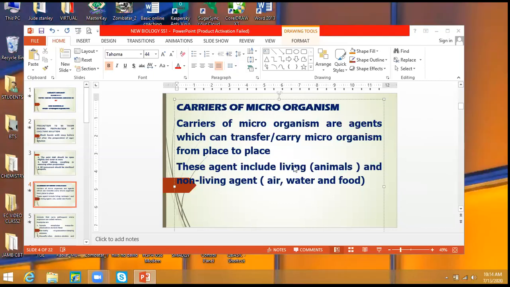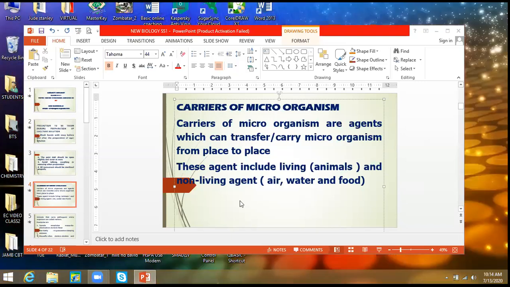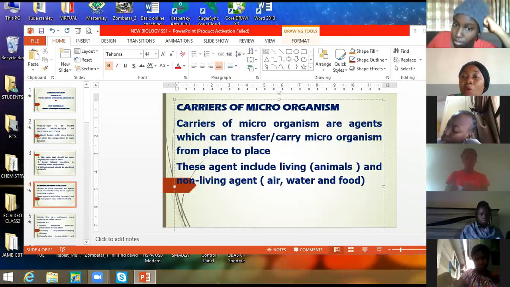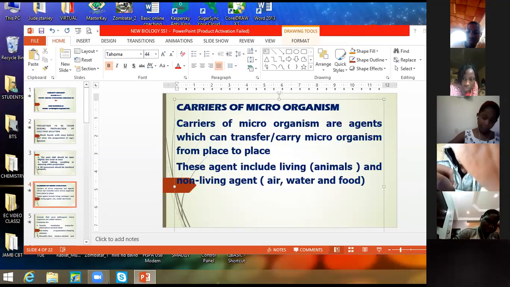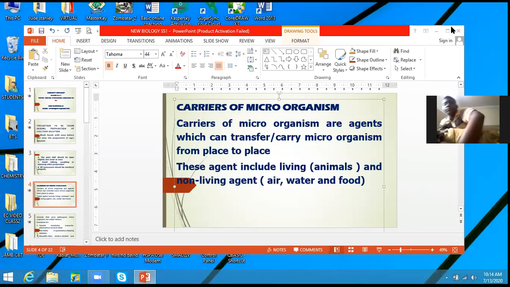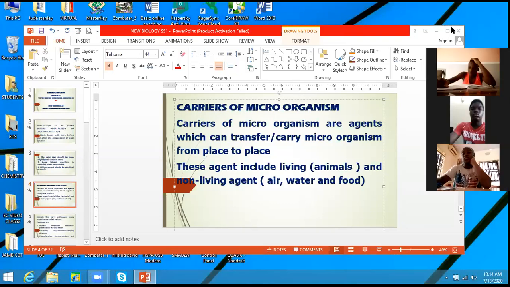Now, these agents or carriers include living and non-living things. The living are animals. Specifically, they are animals. They are able to carry microorganisms from one place to another. While the non-living agents include air, water, and our food. These are the non-living agents.